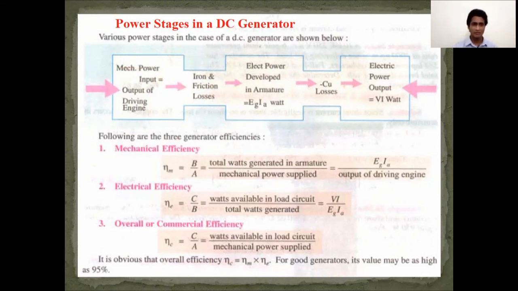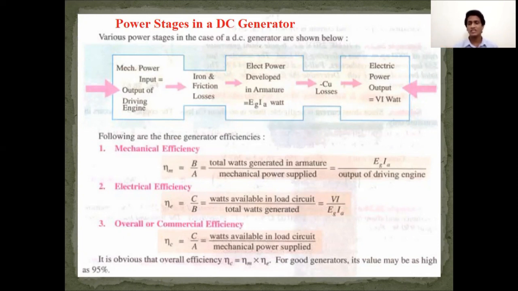By applying mechanical power to my DC generator, that is the mechanical power input, that is the input to my DC generator, and this mechanical power input is the output of the driving engine. Driving engine means the prime mover that we used. Then my armature starts rotating. When my armature starts rotating, what all losses will it come across? One is frictional loss, that is the mechanical loss. Both frictional loss and windage loss will be occurring.